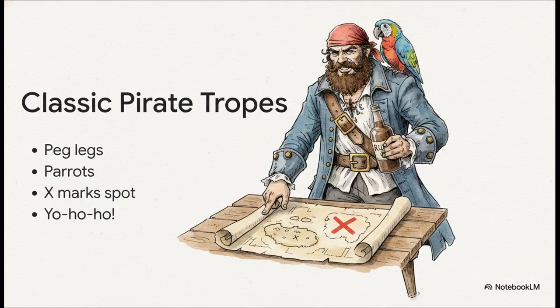What's truly wild here is that every single one of these iconic tropes, peg-leg sailors, parrots perched on shoulders, treasure maps where X literally marks the spot, and even that legendary boisterous cry of yo-ho-ho and a bottle of rum, they weren't pulled from historical records. Nope, they were all born from a single novel published back in 1883, Robert Louis Stevenson's Treasure Island. This book is the definitive blueprint for the pirate adventure.